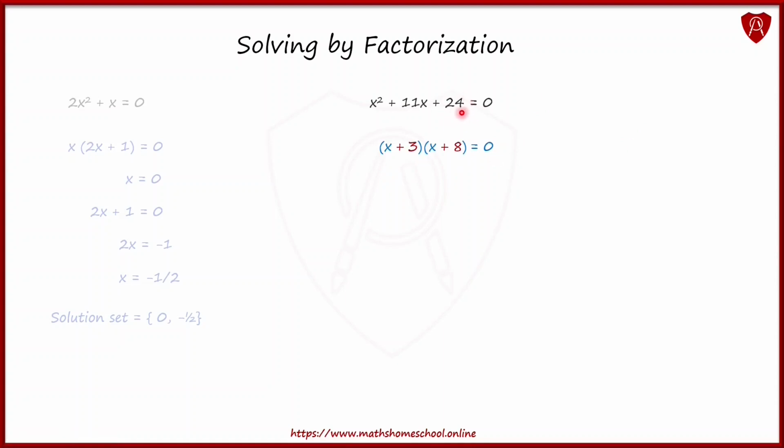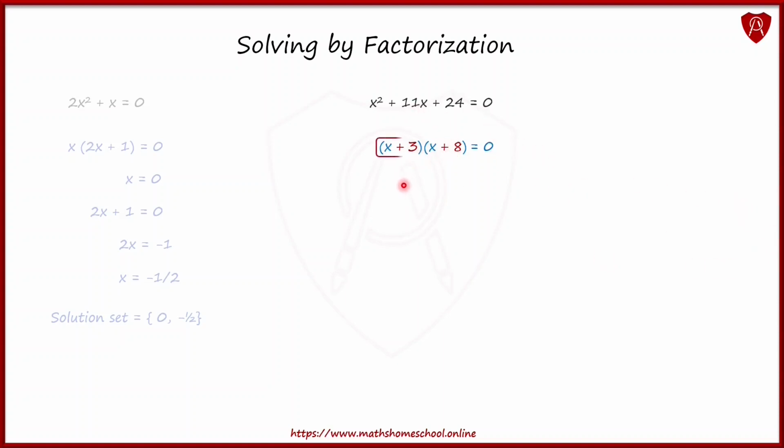Try 1 and 24, but their sum is not equal to 11. 2 and 12? No, they don't add up to 11. 3 and 8? Yes, that's a pair we need. So we put 3 and 8 and perform a quick test. x times 8 is 8x, then 3 times x is 3x. 8x plus 3x is 11x, exactly what we need.